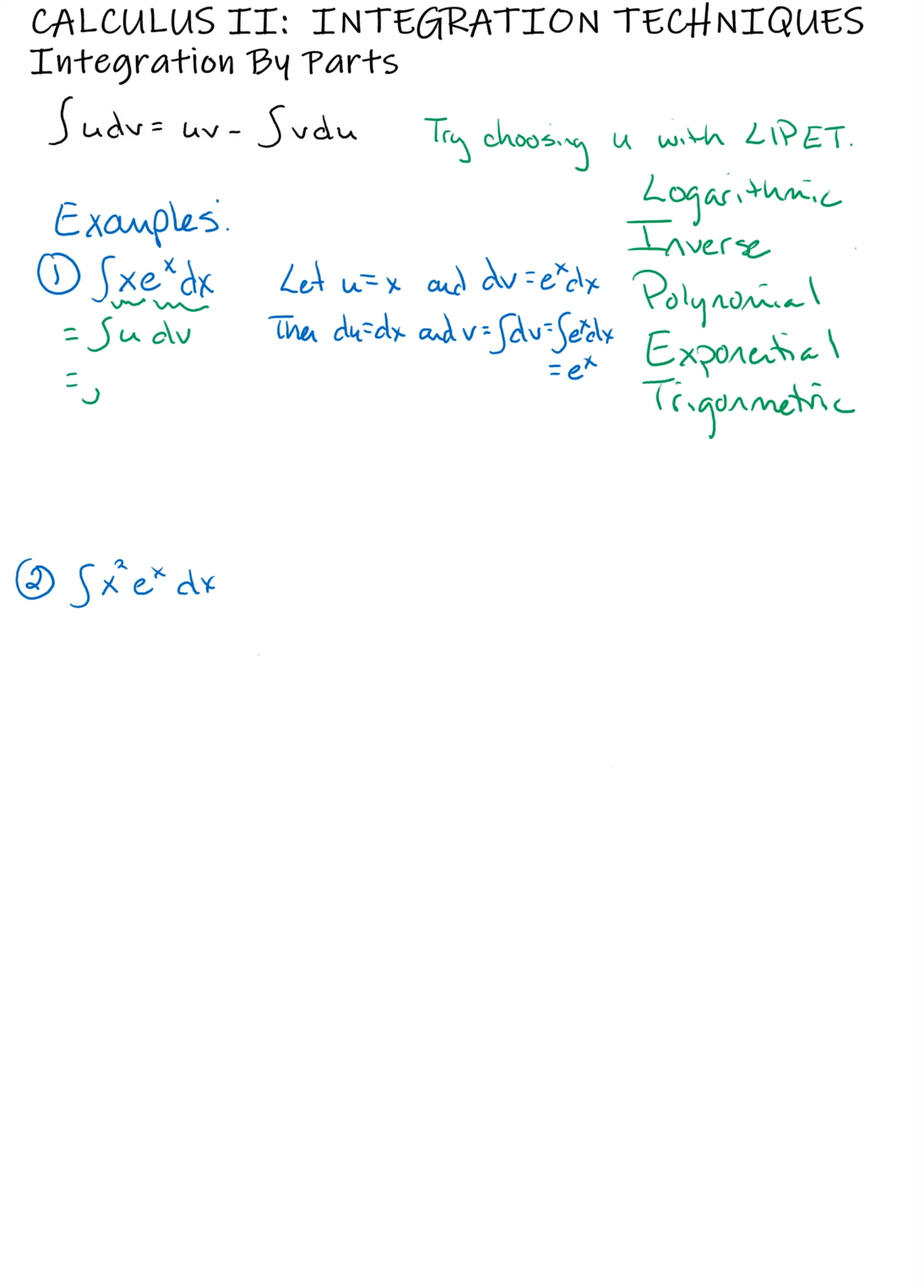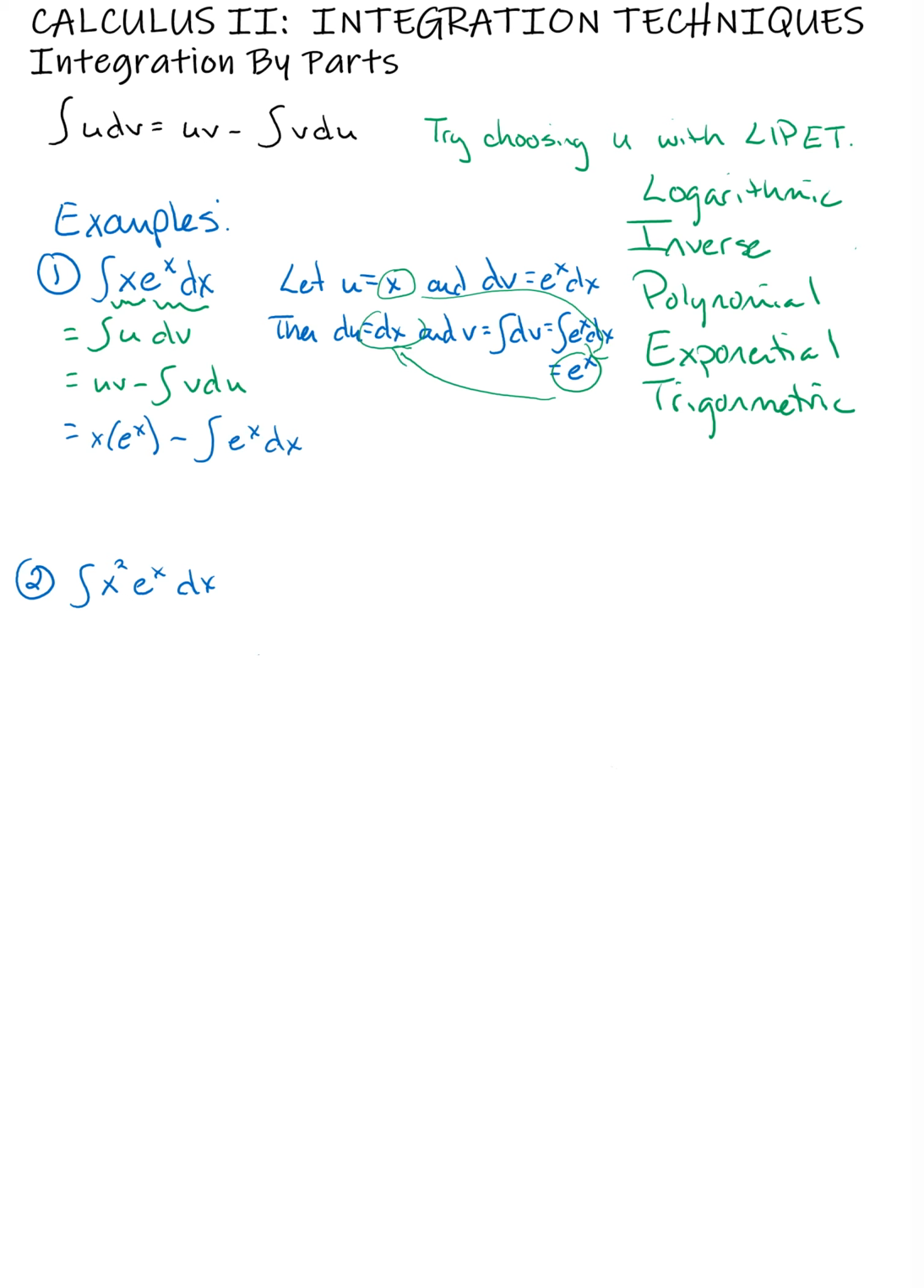That's going to give us u times v minus the integral of v du. So I'm going to start with u times v minus the integral of v du. So u is x times v is e to the x minus the integral of v, which is e to the x, du, which in this case is just dx.